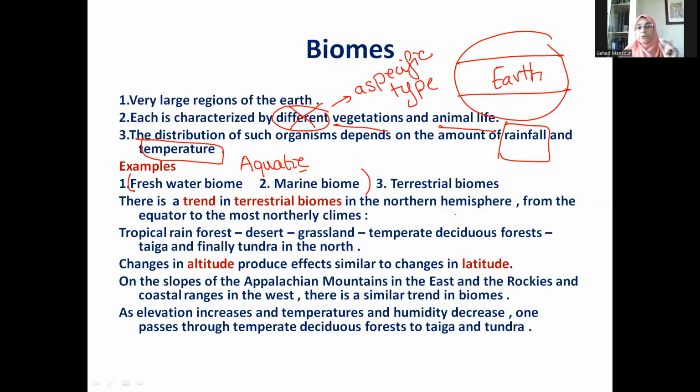Now, for the terrestrial biomes, there is a trend in those terrestrial biomes in the northern hemisphere from the equator to the most northerly climes. So, for example, if we consider, let's erase first.